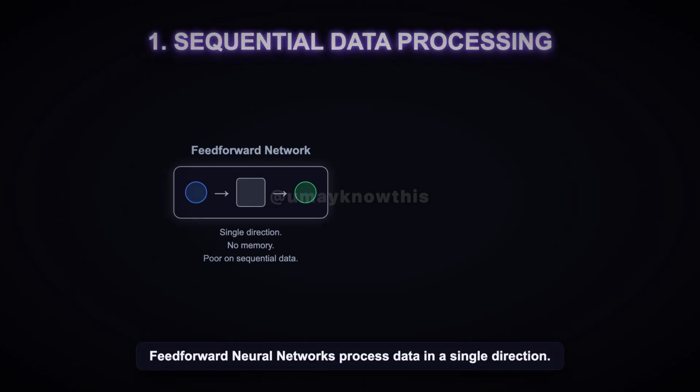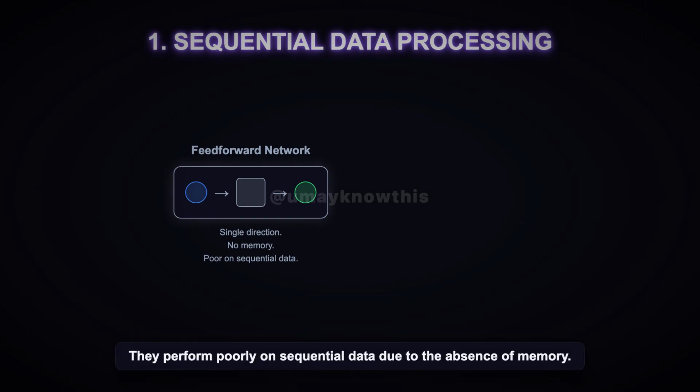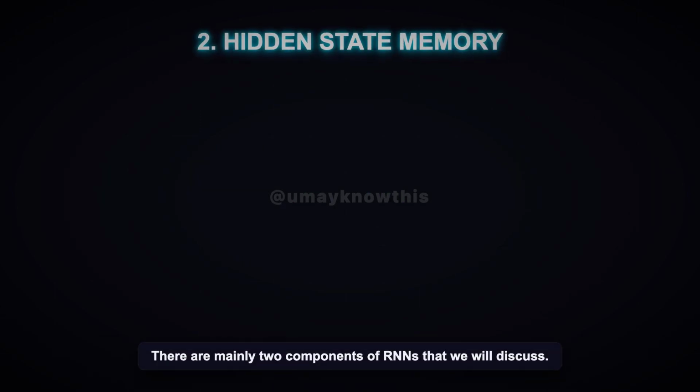Feed-forward neural networks process data in a single direction, from input to output. They perform poorly on sequential data due to the absence of memory. On the other hand, recurrent neural networks include feedback loops that pass information from previous steps. There are mainly two components of RNNs that we will discuss.